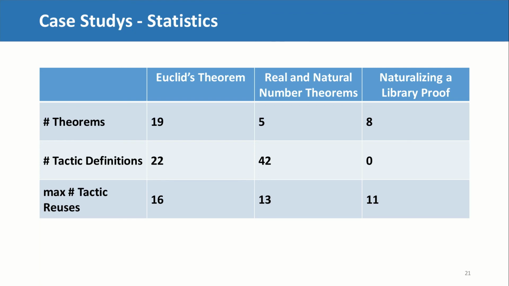The table now shows the number of theorems we have proven for each case study, the number of tactic definitions we had to perform for proving these theorems, and finally, the maximum number of reuses for Lassie tactics that we found. I want to highlight one point here. Naturalizing the library proof was the 3rd case study we performed after doing the first 2, and it turned out that we could just reuse the tactic definitions from the first 2 case studies to perform this naturalization, and we're able to reuse a lot of the tactics.